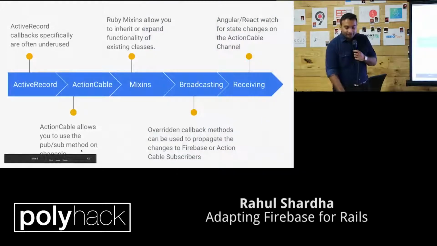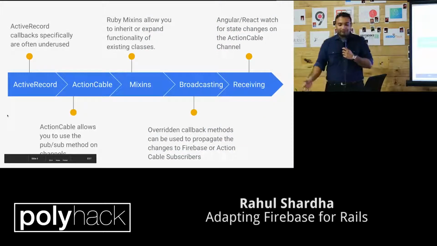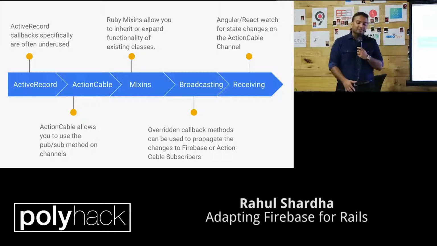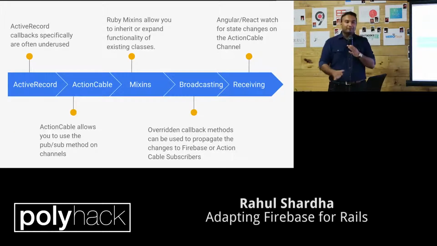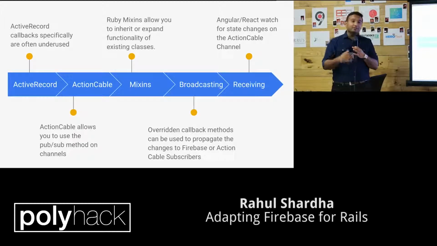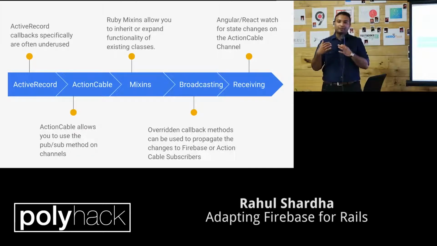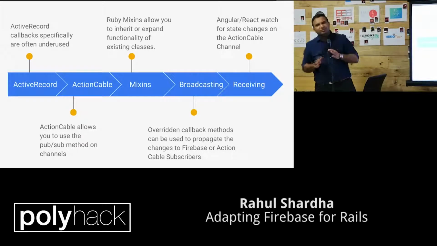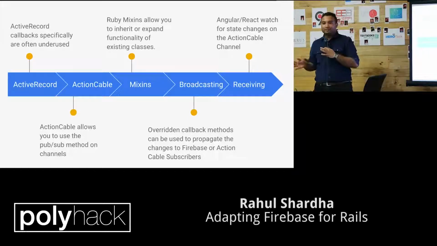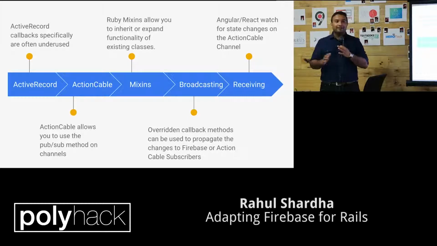So generally, as you go across the stack, that's what it looks like. Your first layer is Active Record, and callbacks specifically are generally very underused, especially on Rails. You generally have your validation callbacks, you have your after create callbacks, those are the 2 most used ones, and we never actually get into using the rest of them. At least I haven't seen a lot of usage in my experience. So that's something which I wanted to plug into.